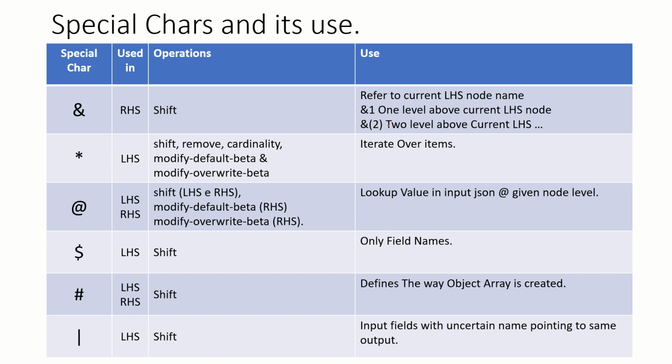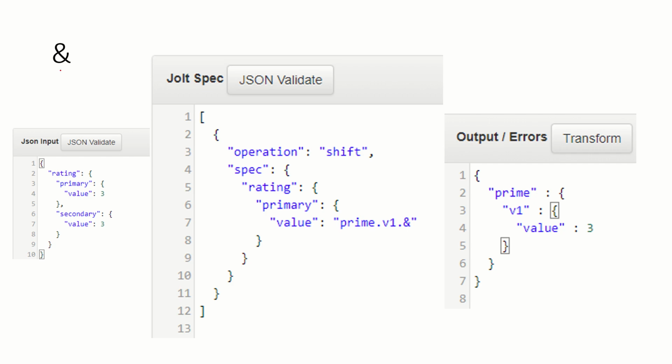So instead of going through this table, I will explain it to you one by one, and then we'll come back to this table and explain it. So let's start with ampersand. Ampersand means pick up the name of a particular field wherever my jolt pointer is right now.